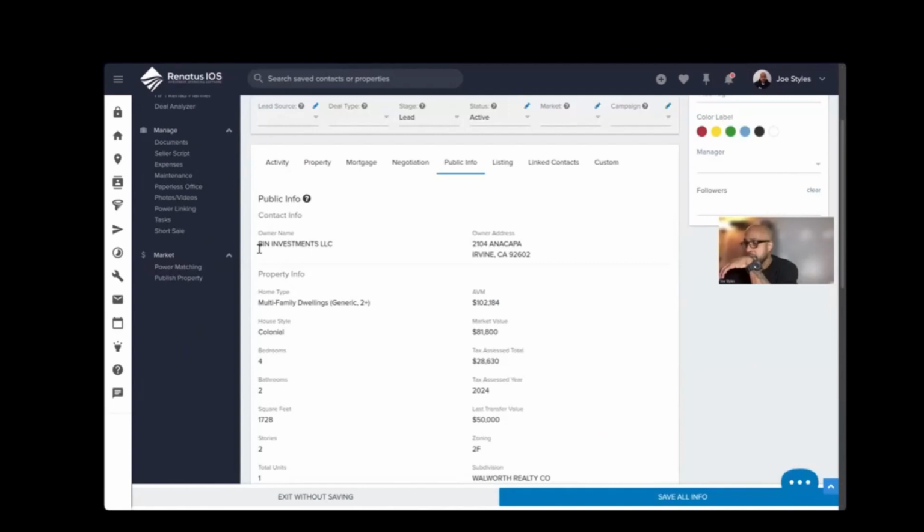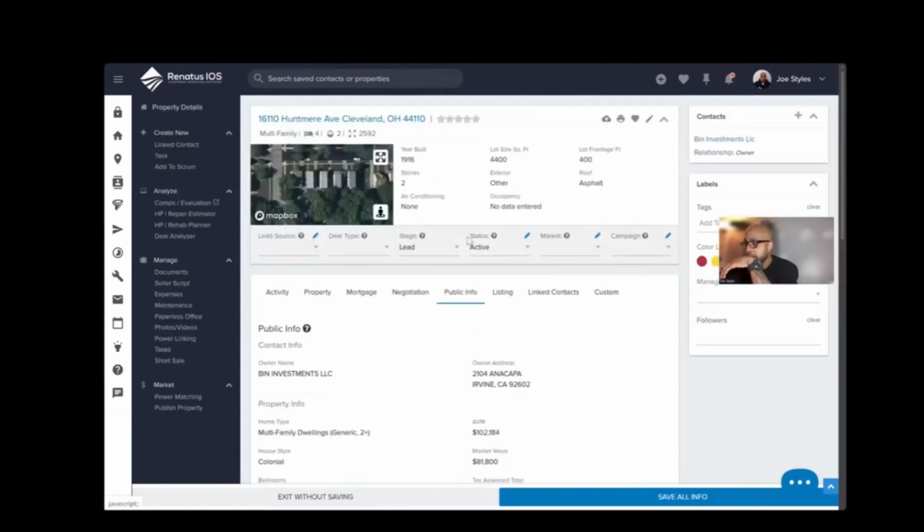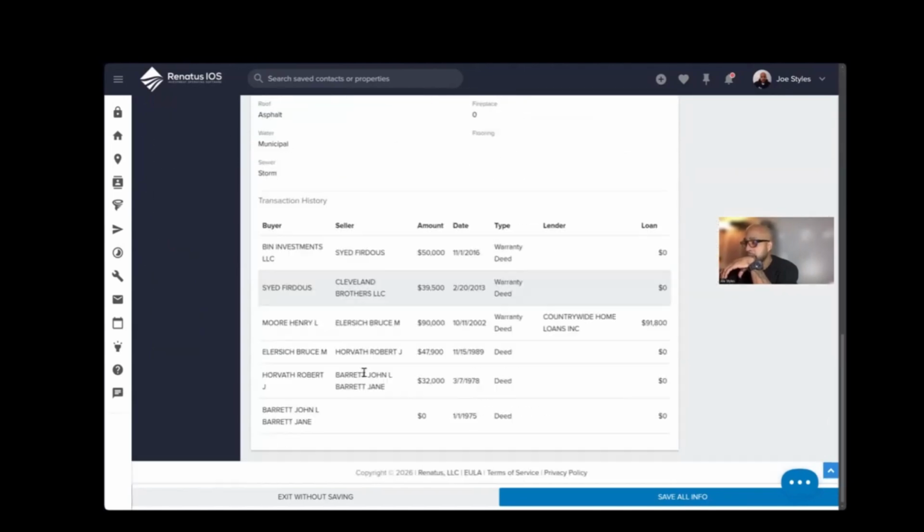Check this out. I think he took it out of his name. It says BIN Investments LLC. Yep, BIN Investments bought it. What's his name? Is it Saeed? Yeah, that's him. All right, so check it.